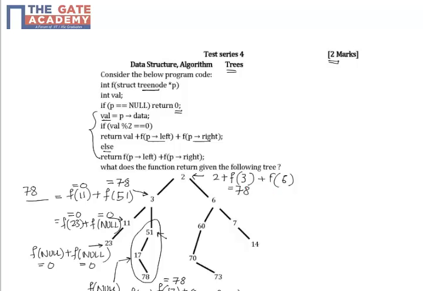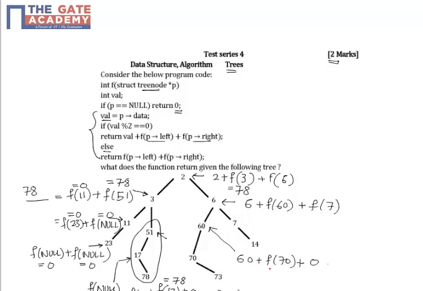Now we will call the same function with pointer pointing to this node, which is 6. Because it is an even number, it will be resolved to 6 plus f of 60 plus f of 7. So now we are calling the same function with pointer pointing to 60. Because 60 is an even number, it will return 60 plus f of 70 plus the right subtree, which is 0. Okay. So now I have to resolve this call.